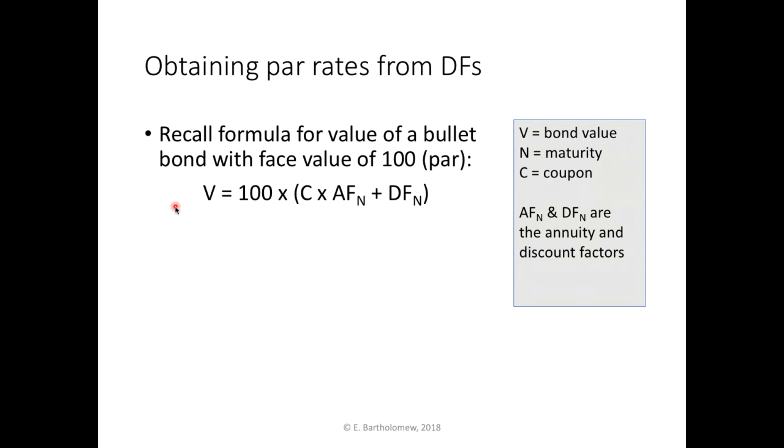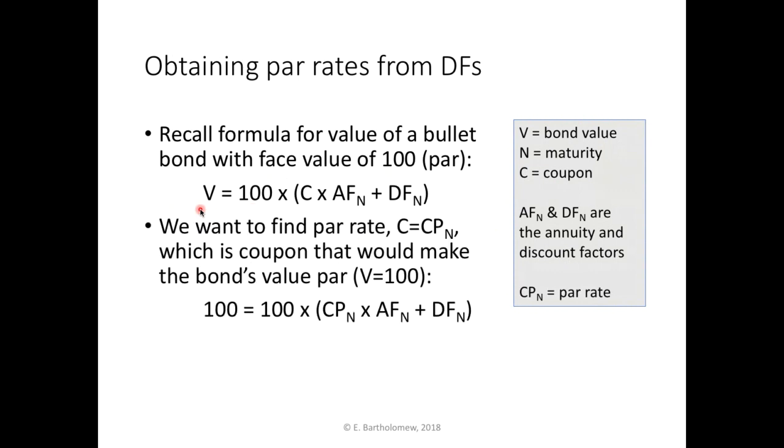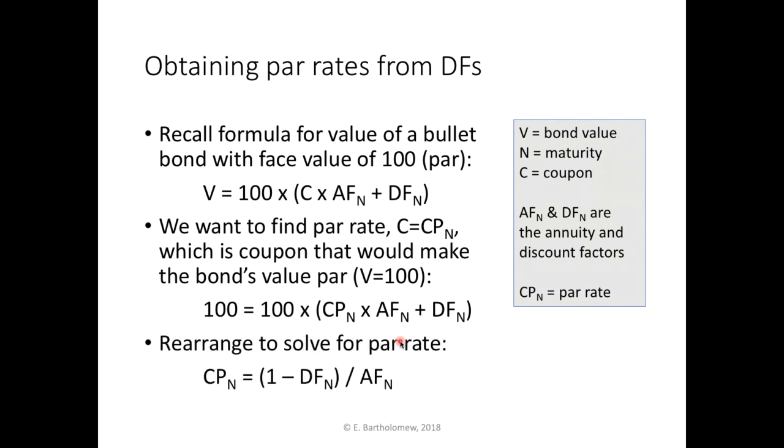Well, let's go back to the formula for a bullet bond with a face value of 100. So that's 100 times the coupon rate times the annuity factor plus the discount factor. So this sum here multiplied by 100, which is the face value of the bond, will give us the value of the bond. Now, if we're saying the bond has a value of par, we're saying V is 100. We know that. And we're assuming that we're looking for a single coupon rate, C equal to CPN. And so we can rearrange to solve for that rate.